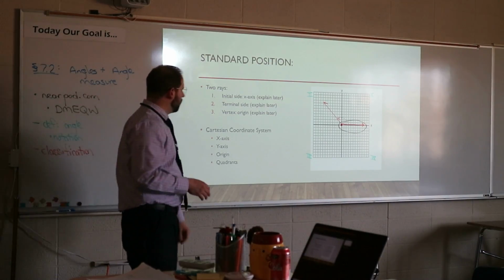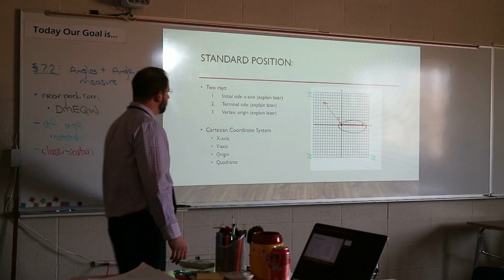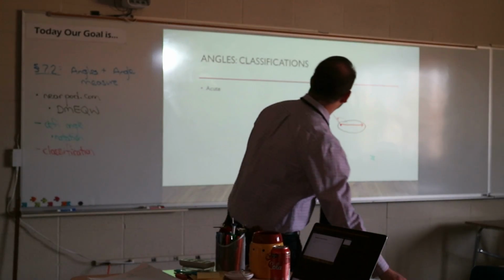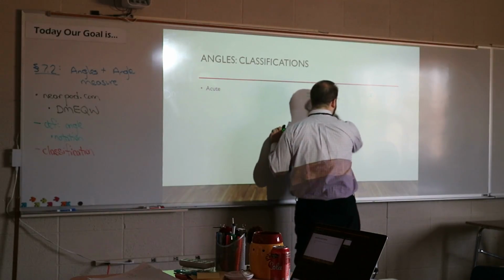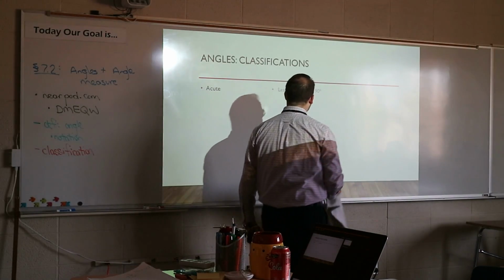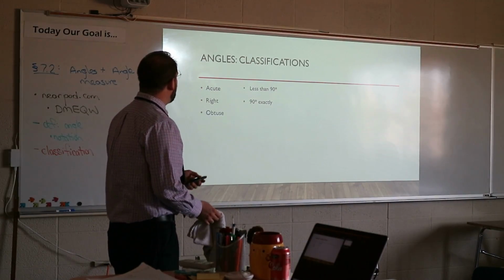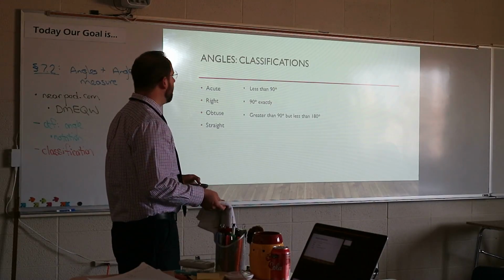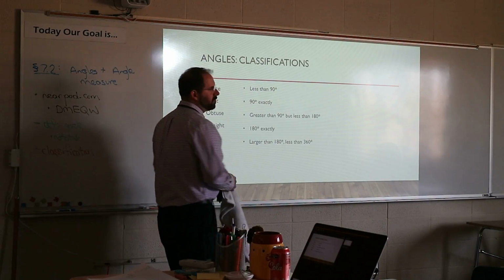So let's go to the next one. Next slide over, it should be talking about angles themselves. Okay, we talked about acute angles. They're angles that are less than 90. Rights are exactly 90 degrees. Obtuse are angles that are larger than 90. Straight is a straight line. Reflex is when you go past straight. Okay, you go past 180.